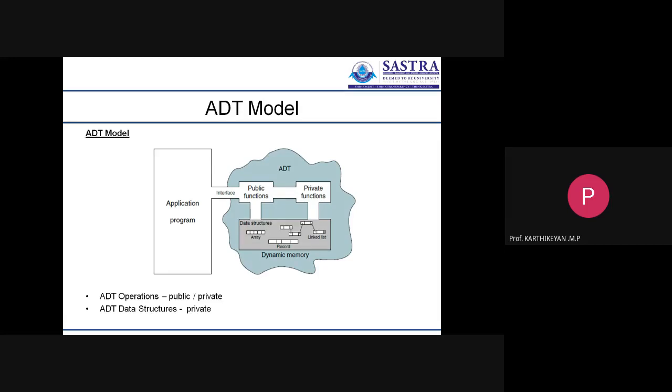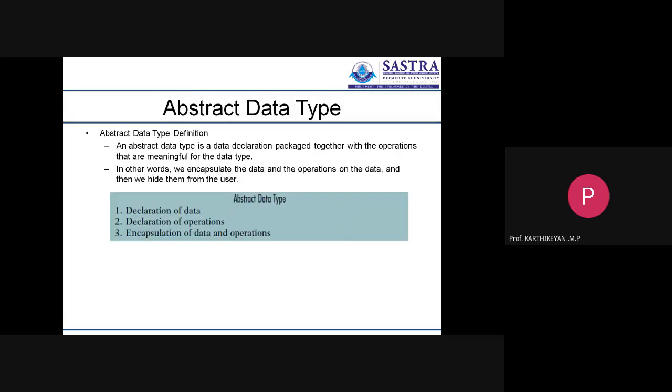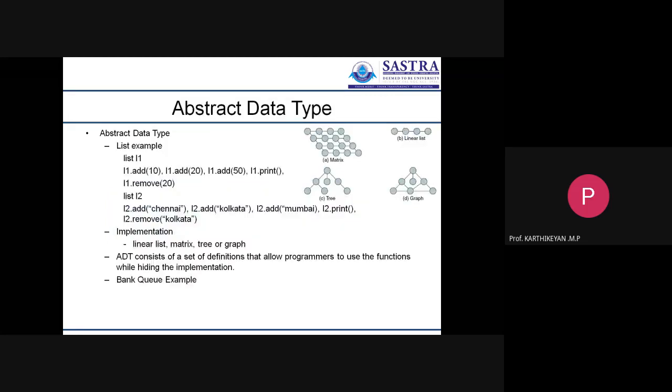So what is the use of public functions? Only the public functions will be visible to the end user. We already discussed this list example. Here, add, print, and remove are public functions. If you want to access the list L1, we can access it only through these public functions. We don't even know what private functions exist within the list. The private functions will be internally invoked by the public functions of the ADT.